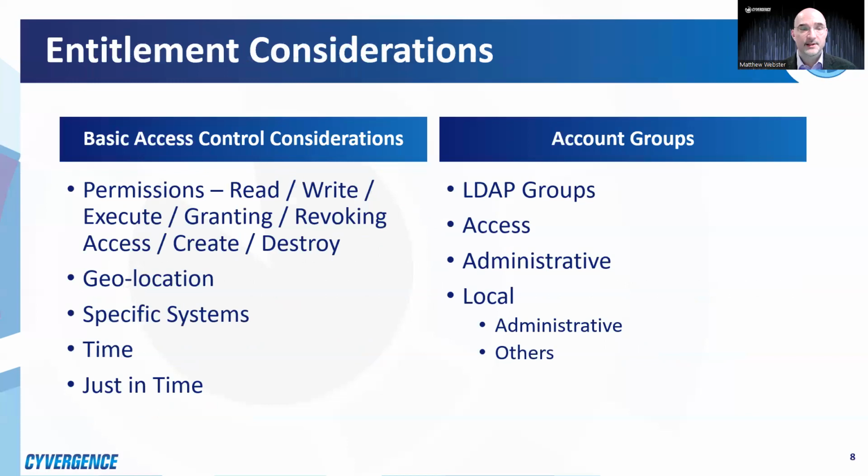So some entitlement considerations here. There's permissions. Permissions are a big thing. So, what are you able to do? This is getting into more modern operating systems, and typically how you find it today within Windows and some of the other things. You can have things like read, write, execute. You can grant or revoke access, create or destroy objects. That's where a lot of the power comes in when you're considering permissions.